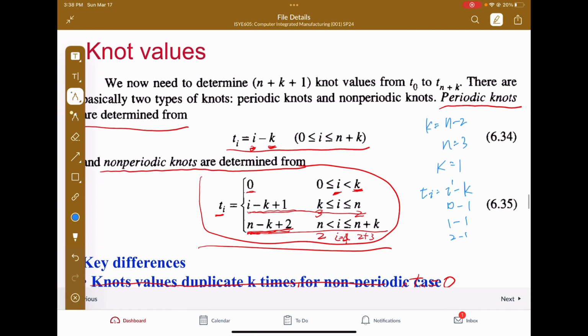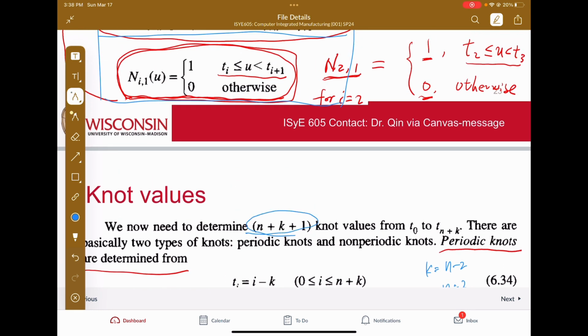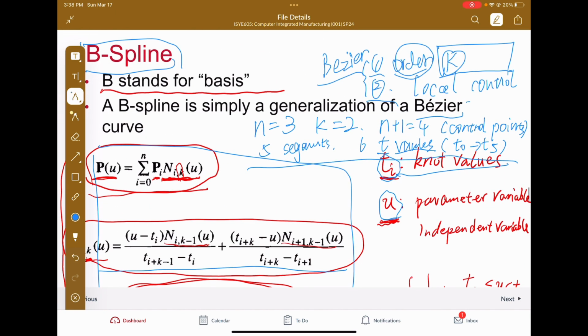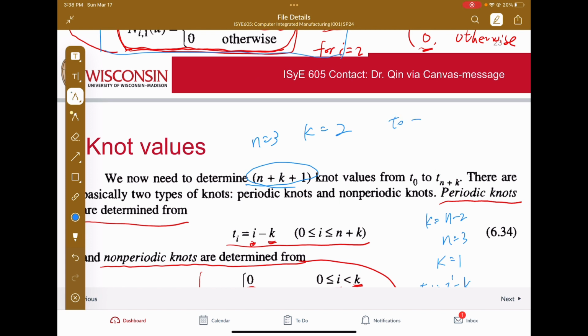The next step is knot values. You can see how many knot values we need to have. In our example, we have n equal to 3, k equal to 2, and we have 6 t values from t0 to t5. So go back to here, we find n plus k plus 1 equals 3 plus 2 plus 1, which is 6.